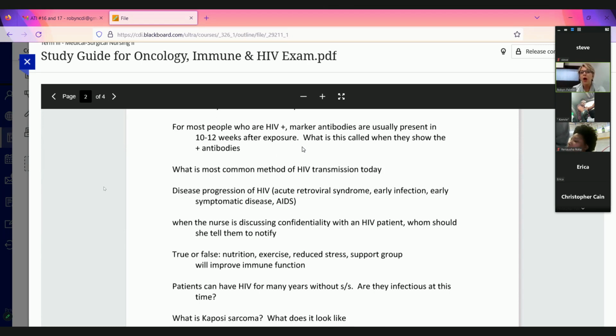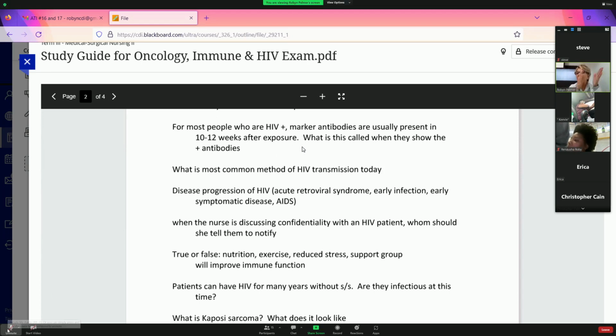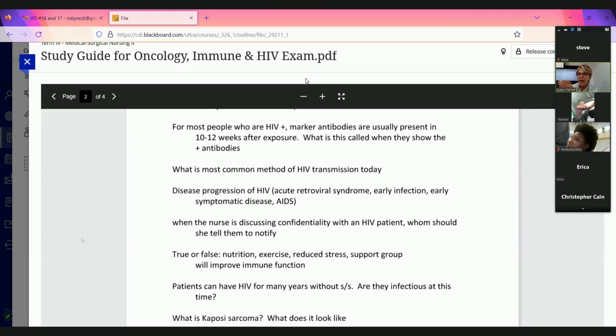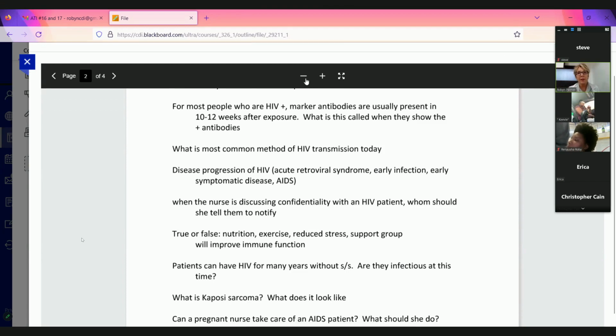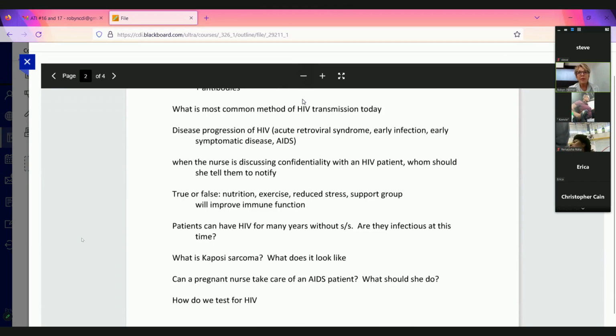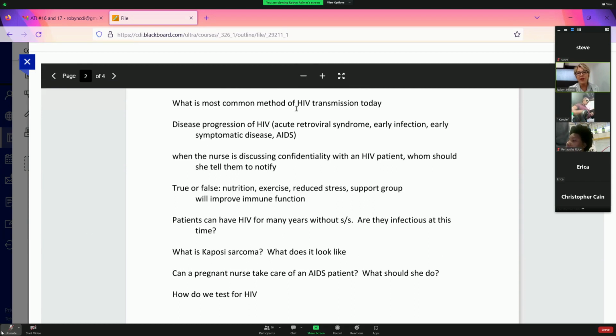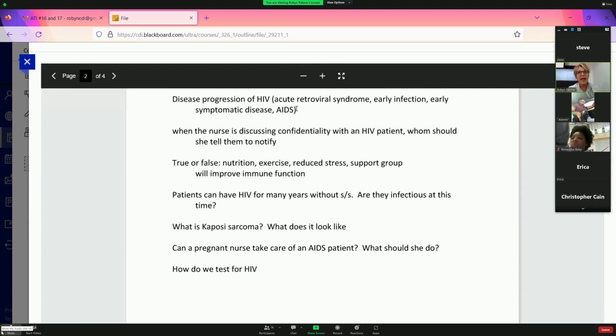after exposure. So what's it called when a person goes from HIV negative to HIV positive? Seroconversion, right? That means they didn't have the antibodies, and we know what antibodies are, and now they have the antibodies. So the patient seroconverts. What's the most common method of HIV transmission today? Sexual.